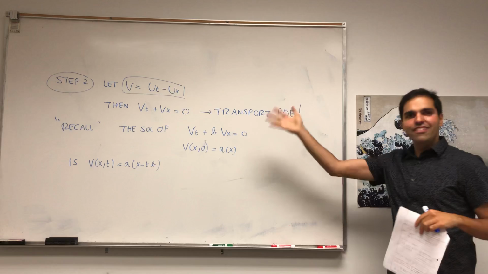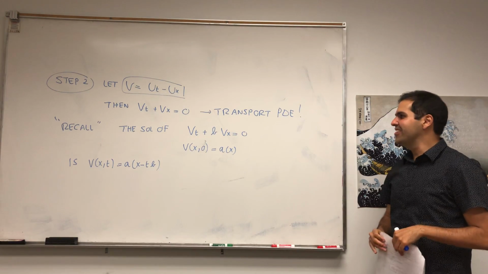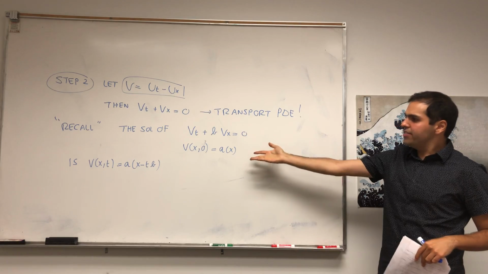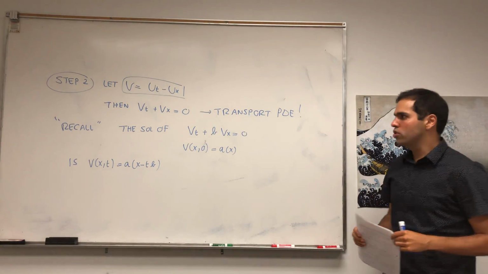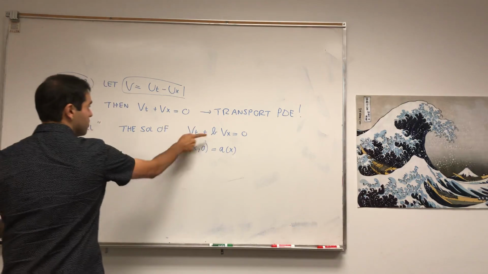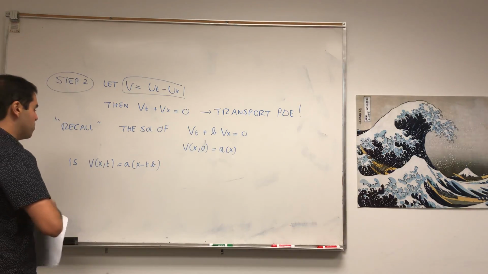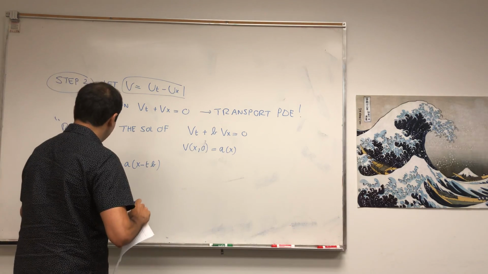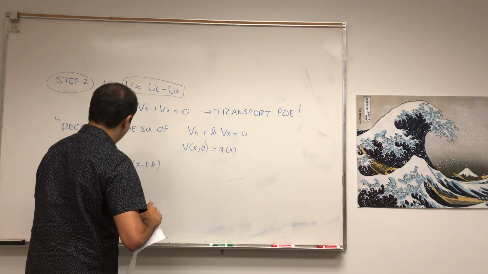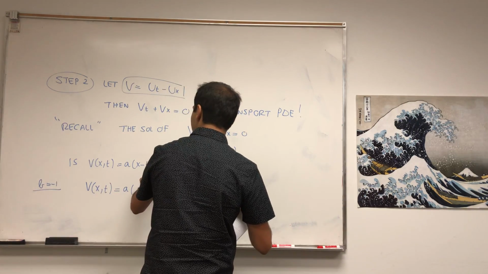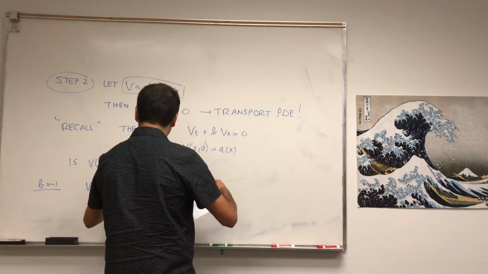And again, I leave the details to another video I've made, but the nice thing is now we have an explicit solution of v, and let's just compare this and this. Well, it's the same thing, but with b equals minus 1. So what we actually know is that v of x,t is a of x minus t times minus 1, so x plus t.